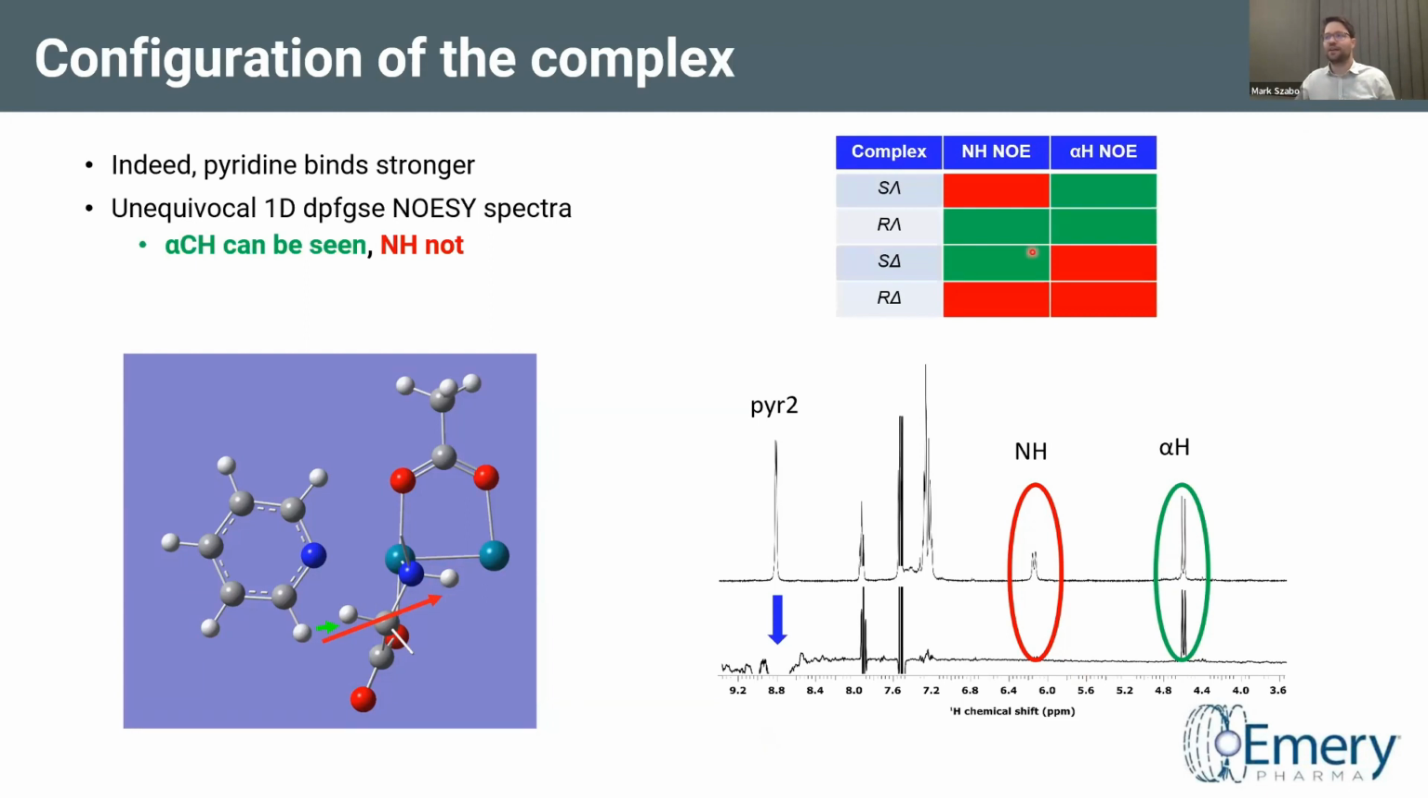And actually there is a very simple decision table: if there is no NOE with the NH, but there is some NOE with the alpha H, then this must be the S lambda configuration. So here I could exploit that a certain Lewis base can coordinate to the rhodium core, and upon coordination there are spatial proximities which prove the configuration of the complex.